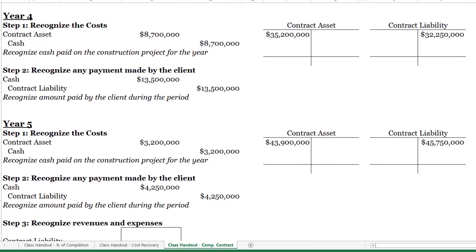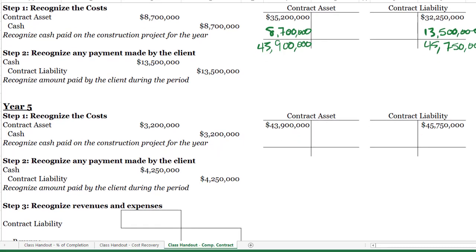In year 4, again, same thing. There's my costs all going into that contract asset. What I'm being paid by the state is going into my contract liability. So I end up with 43,900,000, excuse me, and 45,750. So right here, all of a sudden it switches, and now I'm going to show more liability than assets. Thank goodness we're just about done with the project.